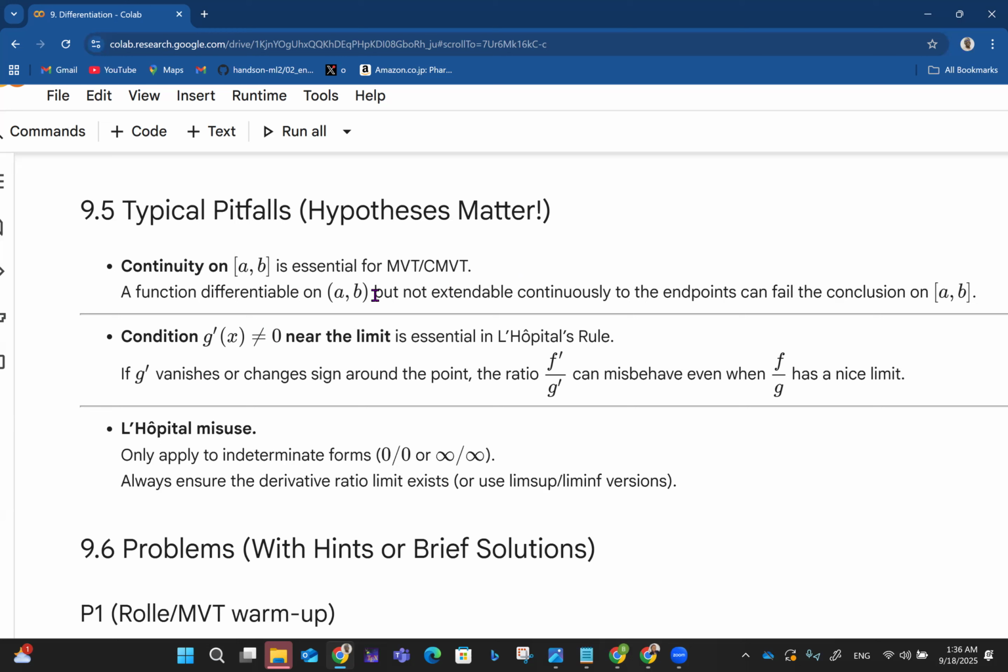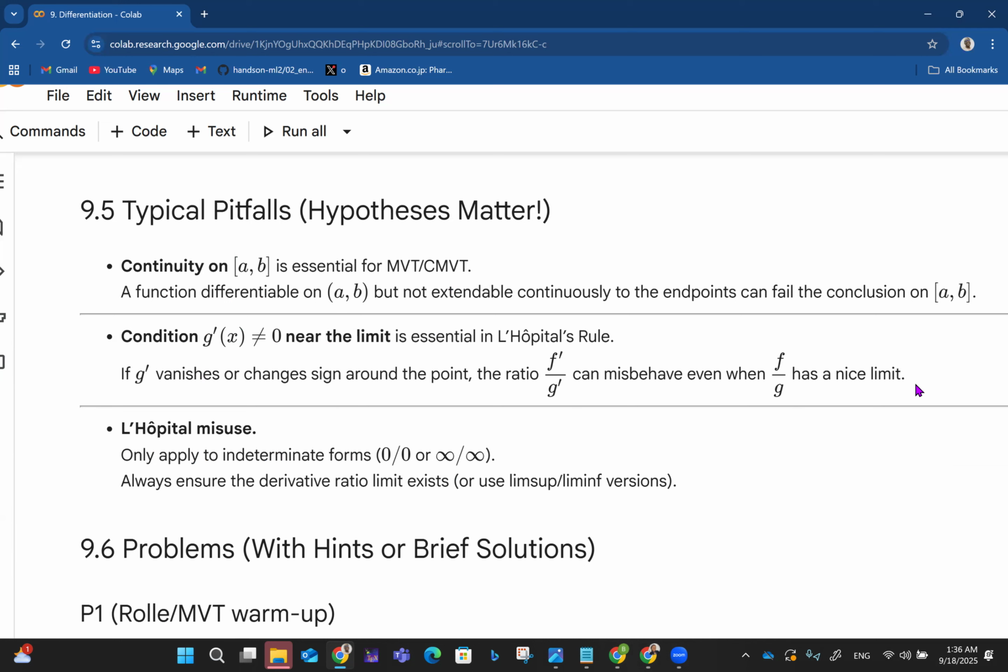So a function differentiable on the open interval (a, b), but not extendable continuously to the endpoint, can fail the conclusion on the closed interval [a, b]. And that's why it is important that continuity should be on the closed interval, while differentiability is on the open interval. Really important. Then the condition g prime of x not equal to 0 near the limit is essential in L'Hopital's rule, because if g prime vanishes or changes sign around the point, the ratio f prime over g prime can misbehave, even when f over g has a nice limit.